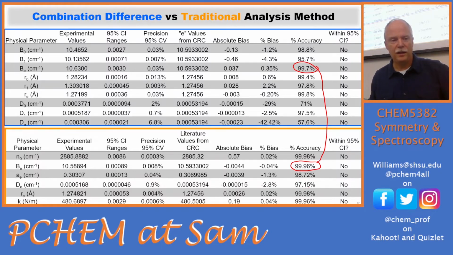Let's look at the bond lengths. Okay, here again, 99.98 for the traditional analysis. Combination and difference, just 99.8. So I think the traditional analysis works better. Again, I like the fact that we can pull that vibration rotation coupling constant out.